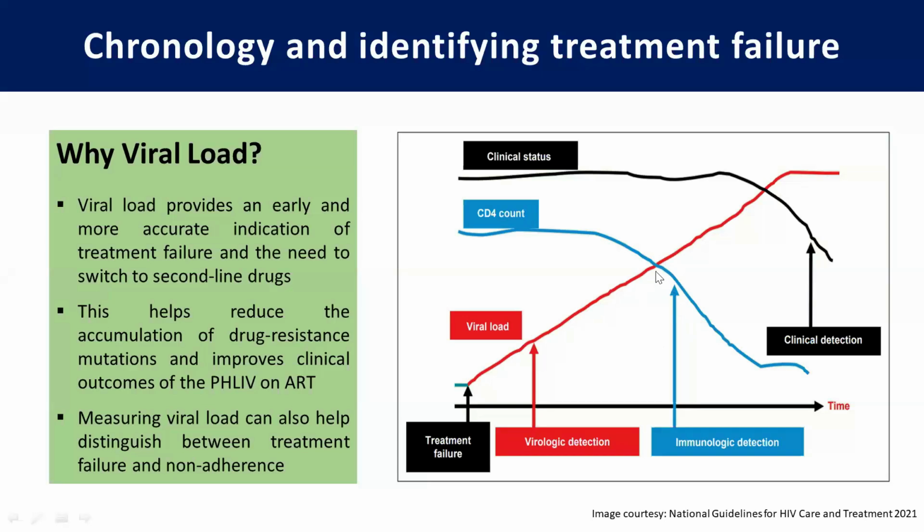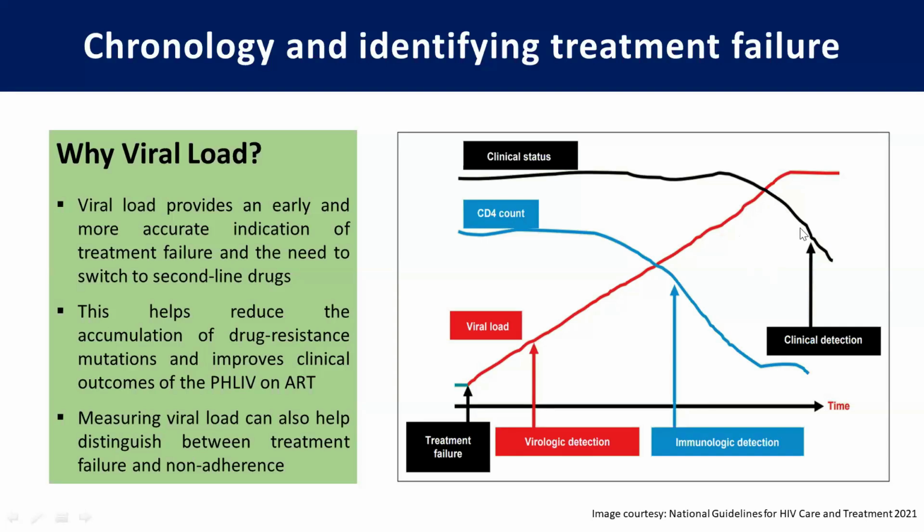And so once the patient has resistant virus and a lot of time has passed before detection of that failure, those resistant mutations will go on increasing. So now here we pick up the immunological failure much later. And then the patient remains asymptomatic for a very long duration until the CD4 has fallen to a large extent, and at that time you will develop OI, and that is the clinical failure.